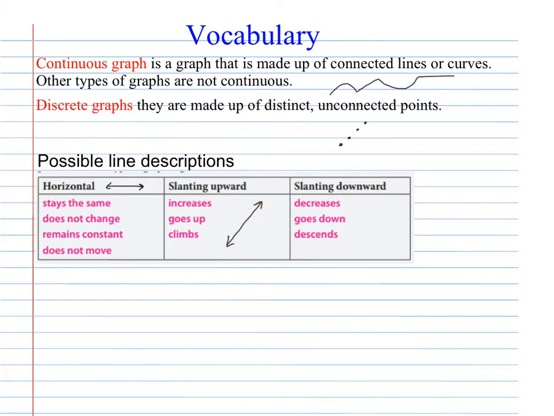Slanting downward basically starts at the top left and goes to the bottom right. Keywords are decreases, goes down, and descends. And the steepness depends. It could be more steep or less steep depending on what the slope is, and we'll deal with that in future lessons. But the steeper it is, the faster it rises, or the faster it's going down.